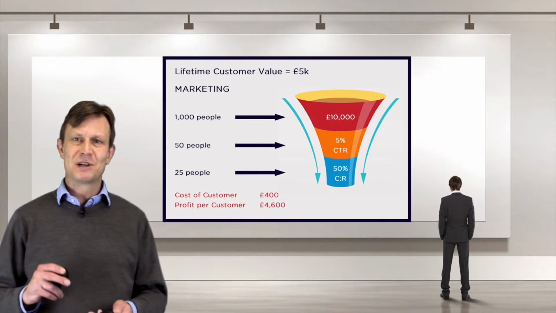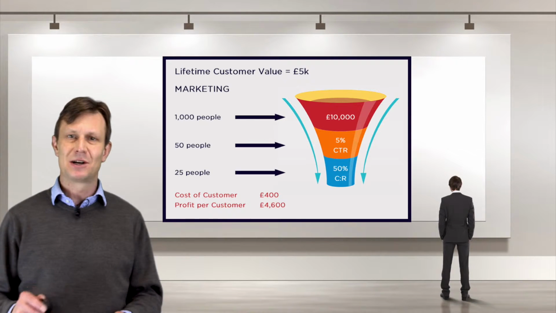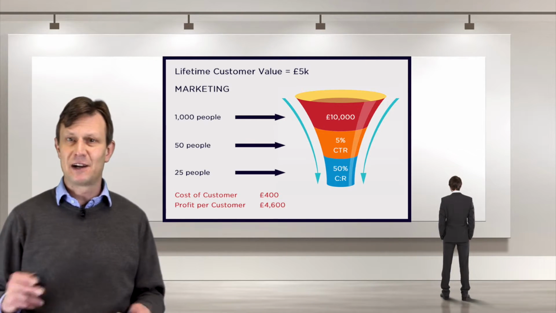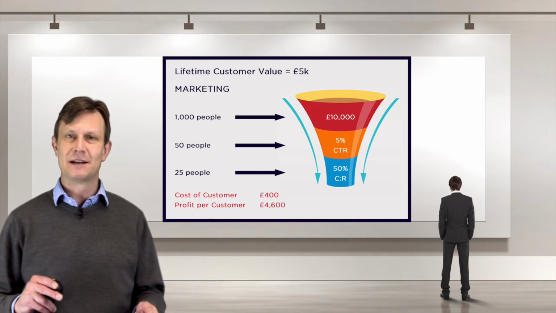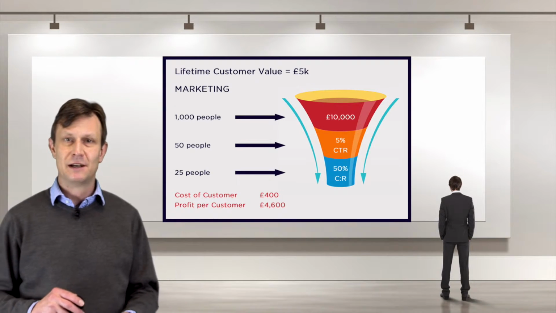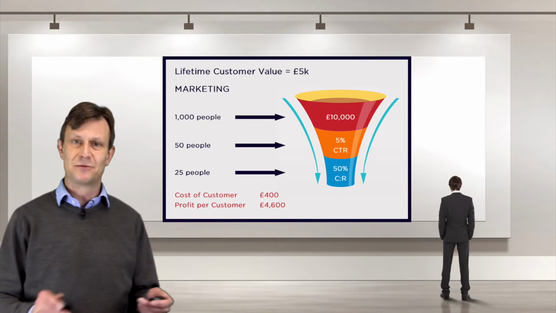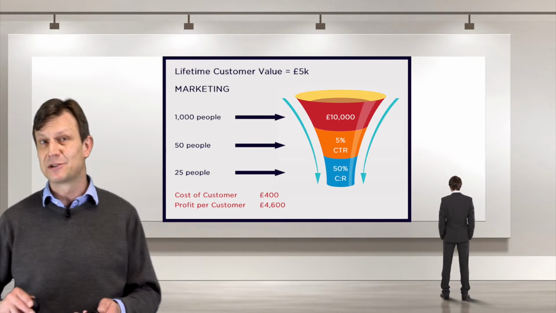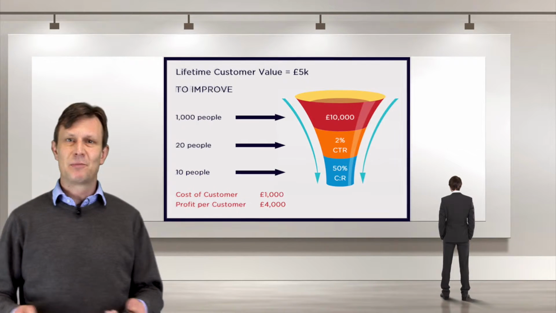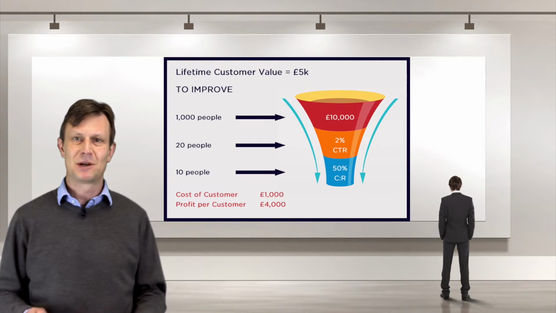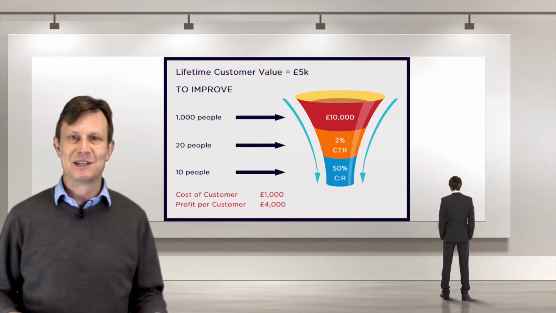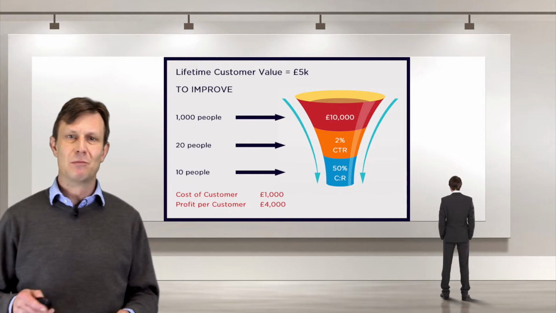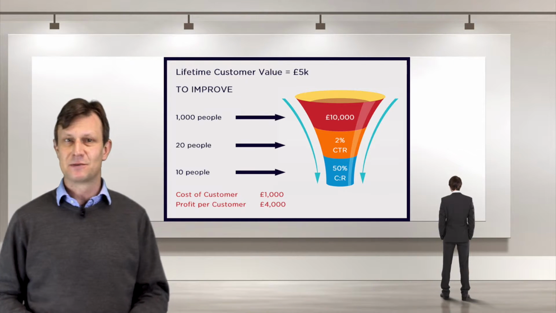Looking at this from a slightly more optimistic marketing perspective, if we increase the click-through rate to 5%, but still retain a 50% conversion rate, the cost per acquisition goes down to 400, giving us a profit margin per customer of 4,600. Now I appreciate that marketing projections are sometimes too over-optimistic, so let's see what we need to do in order to improve with a more realistic percentage increase.